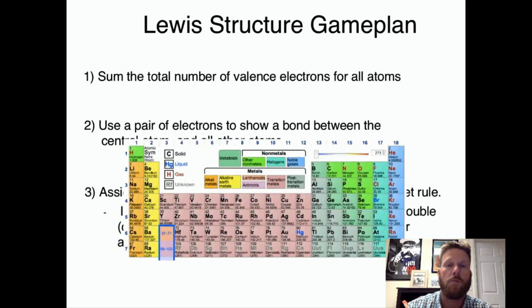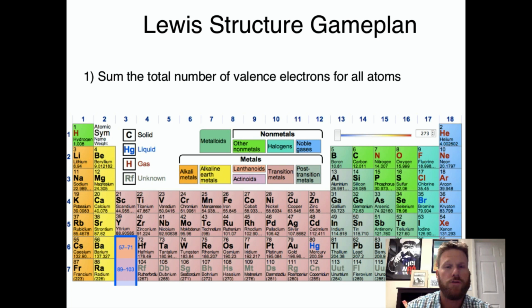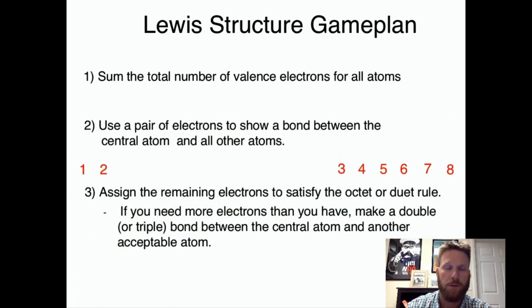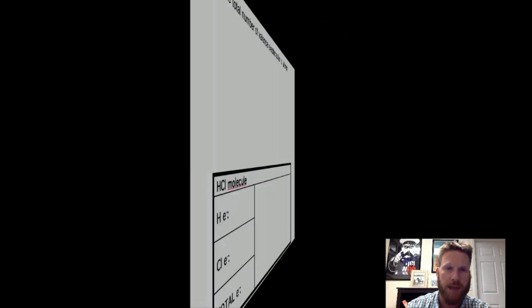The only thing I want to remind you of is that you can determine the number of valence electrons in an atom by what family it's in on the periodic table. Anything in family 1 has 1 valence electron. Any atom in family 4 has 4 valence electrons. So just use the family that the atom is in to determine how many valence electrons it has. Let's go ahead and apply this game plan to some examples.